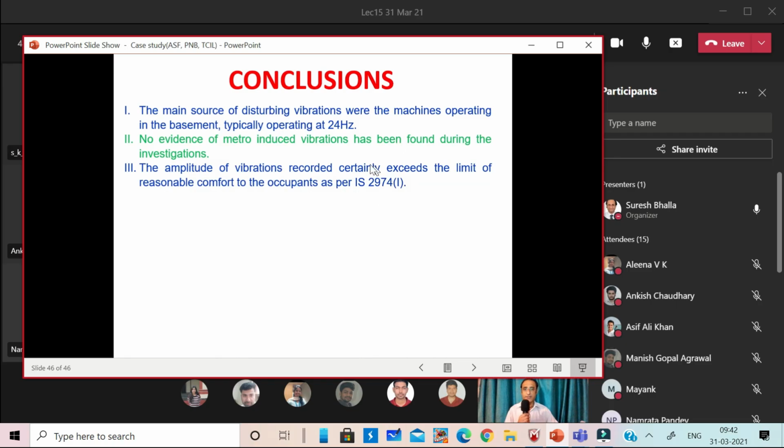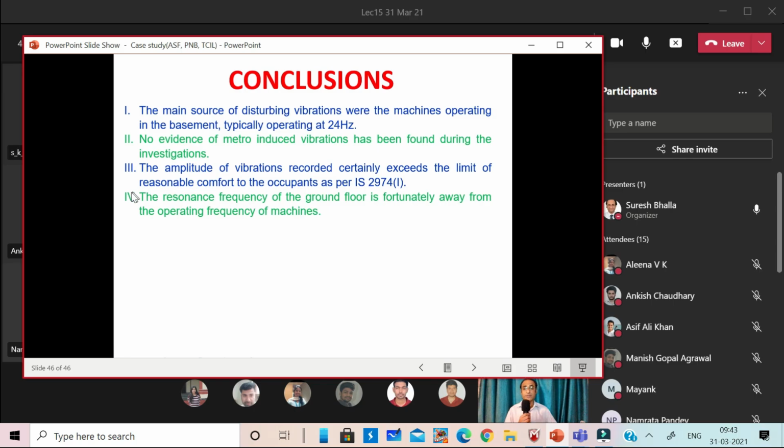And then we found that at some locations the amplitude of the vibrations was exceeding the limit to ensure reasonable comfort to the occupants. Some places exceeded the reasonable discomfort limit, and at certain locations such as the pipes, it was much beyond the structural safety limit. So definitely the pipe could also break on account of these vibrations.